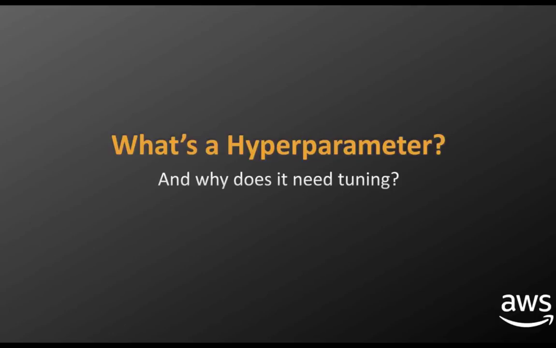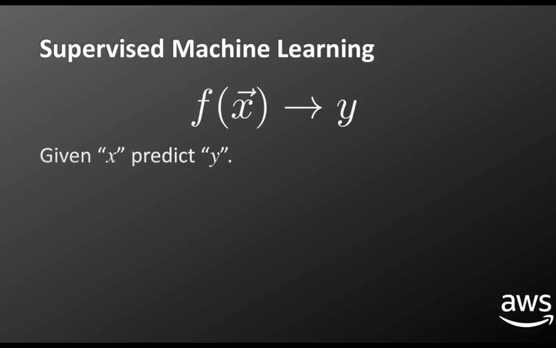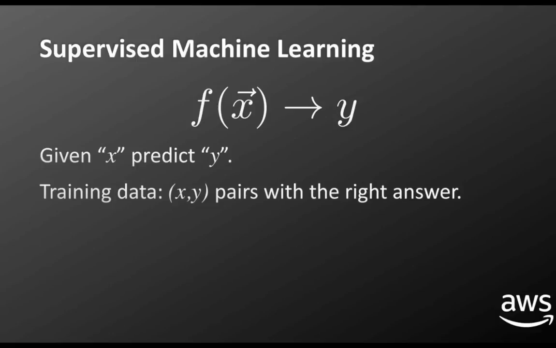Let's talk about what is a hyperparameter in the first place and why do these things even need tuning. So what we're dealing with here is supervised machine learning. This is the classic problem where you are trying to learn some function f that takes a vector of data x and maps it into some value y. Given some value of x, we're trying to predict a value of y. And we do this by feeding a machine learning algorithm a bunch of training data. These are pairs of x, y, where given some x, we know the correct answer for y. And we feed these over and over again into an algorithm until the algorithm learns a good generalization. It finds patterns in the x's that helps it make good predictions for y.